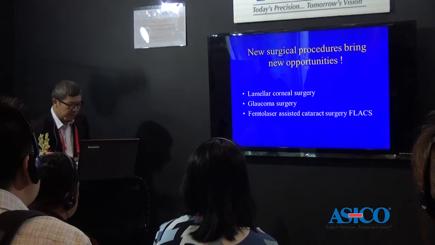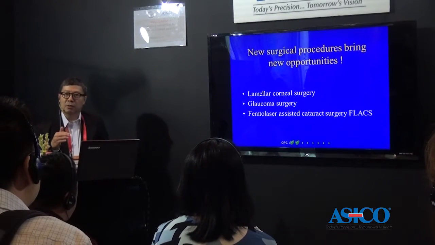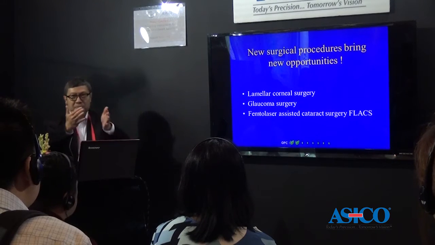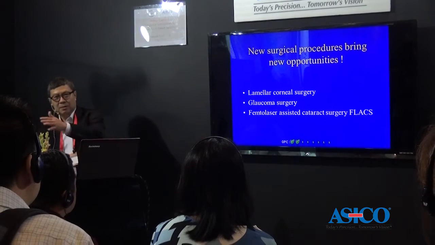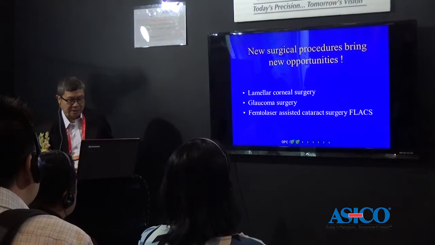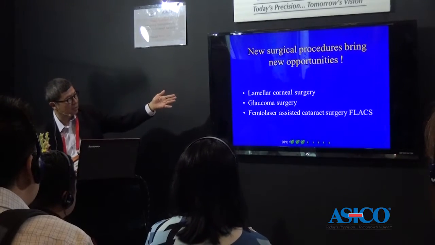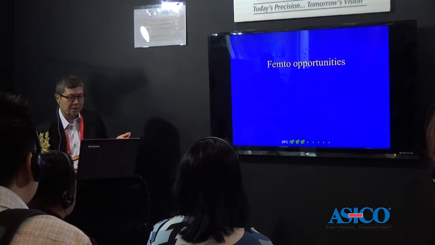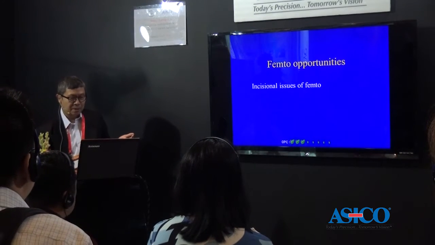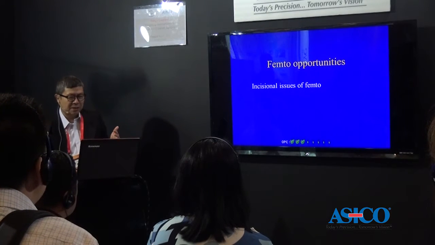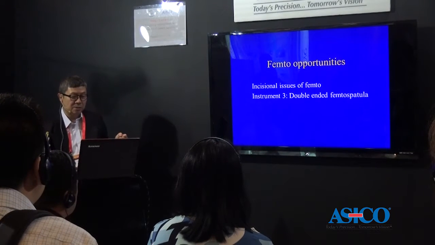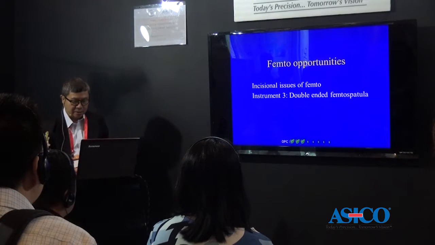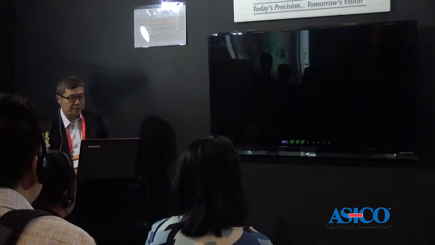So it's fair to say that new surgical procedures bring new opportunities. Cataract surgery has evolved from intra-cap to extra-cap to phaco, and now there's femtosecond laser cataract surgery. Just as with new lamellar corneal surgery or newer glaucoma surgeries, we now have femto, and femto also lends itself to an opportunity to design new instruments. So what are some of the issues? Well, incisional issues are always a problem with the femto. People have these fancy lasers and they can't open the incision up.